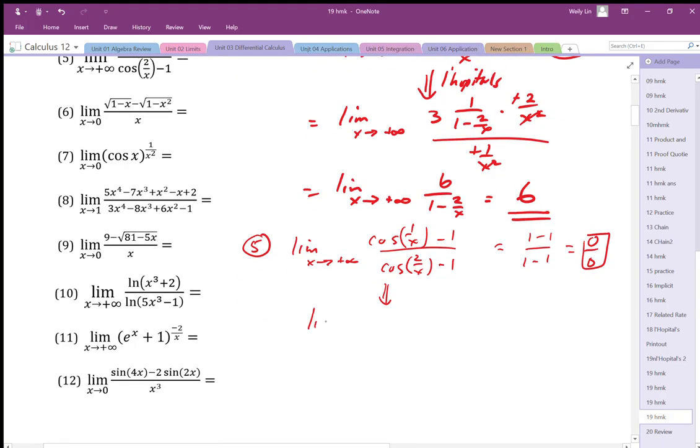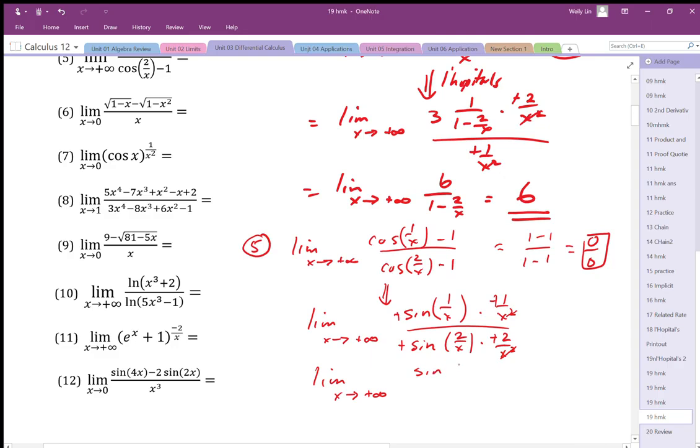Okay, so I end up with the limit as x goes to positive infinity of negative sine 1 over x, chain rule times negative 1 over x squared. So same thing here, it becomes sine 2 over x times negative 2 over x squared. Okay, the x squareds cancel, those cancel, those cancel. So simplifying the expression, I get sine of 1 over x over 2 sine 2 over x.